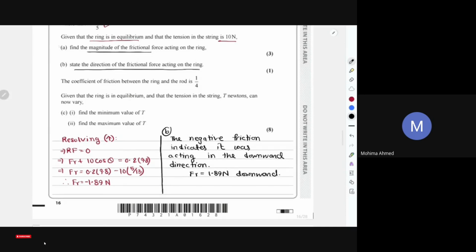Any problem from part A and B? No, teacher. Okay, again, then they're saying that the coefficient of friction on the rod is 1 by 4, and the ring is in equilibrium, the tension in the string T newtons can vary. Find the maximum and minimum value.